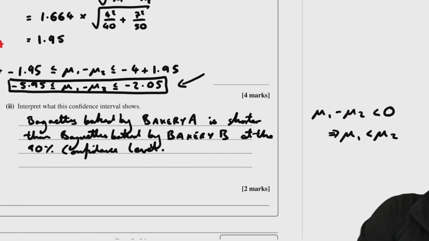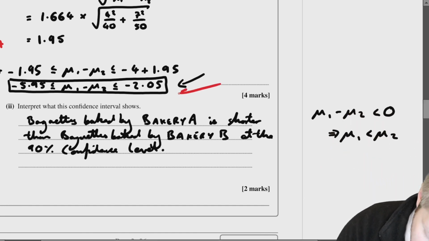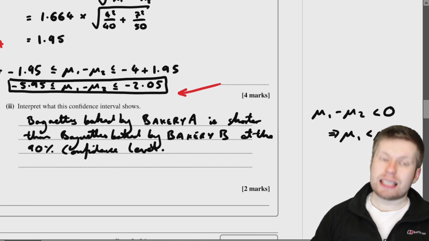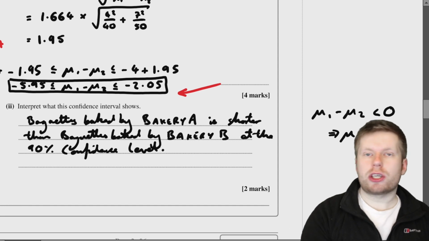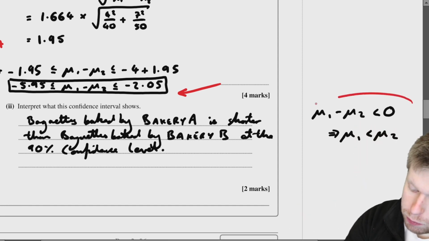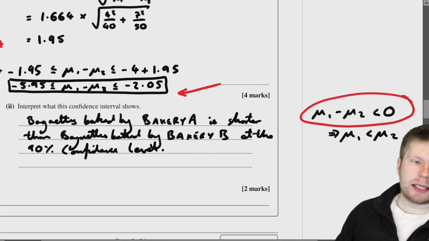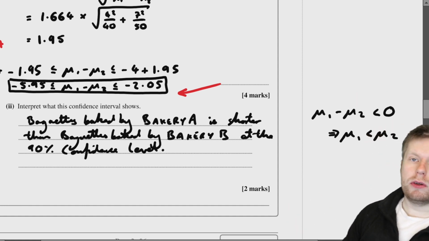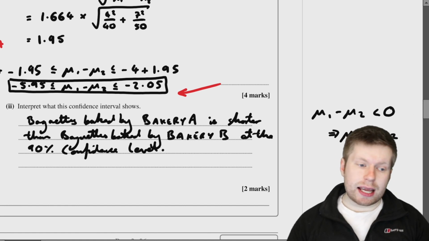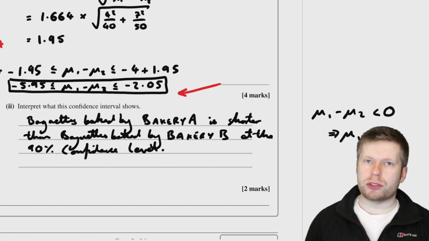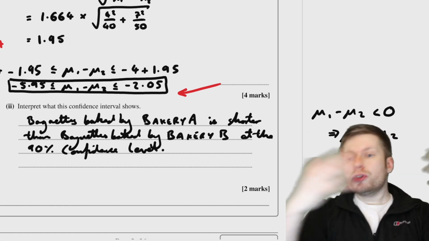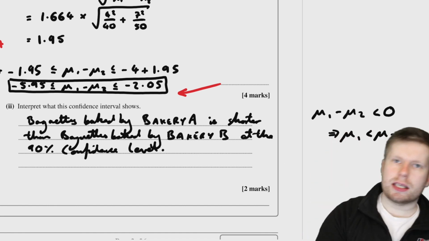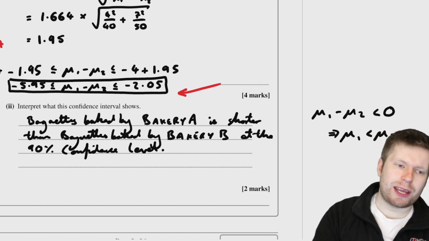You realise that because your confidence interval has got to be negative. Your lower threshold is negative, your upper threshold is negative, therefore your overall threshold has got to be negative as well. In other words, mu1 take away mu2 has got to be negative. Do a bit of rearranging, therefore you can make the inference that mu1 has got to be less than mu2. Clearly, if the lower threshold is positive and the upper threshold is positive, then your mu1 take away mu2 is also got to be positive, which means that mu1 has got to be greater than mu2. In other words, bakery A is baking longer baguettes than bakery B.